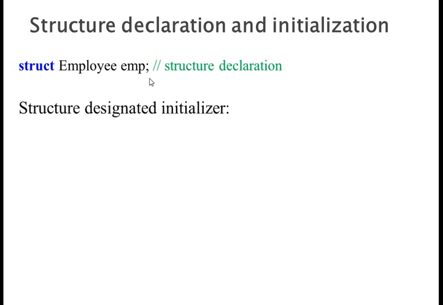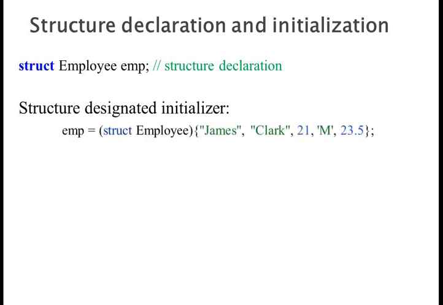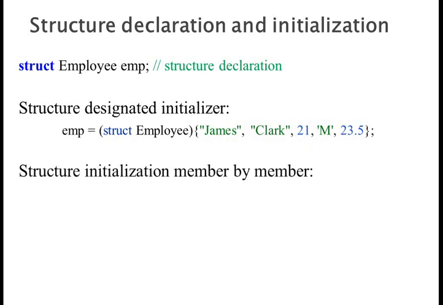Now after that, structure designated initialization. Okay, now if I want to initialize the structure, how can I do that? I can say something like this: EMP is equal to struct employee, and within these braces I put values like this: James, Clark, 21, M, 23.5. Now let's see what it means.